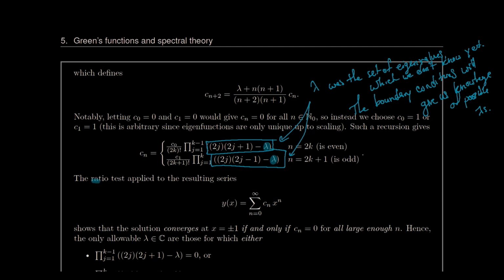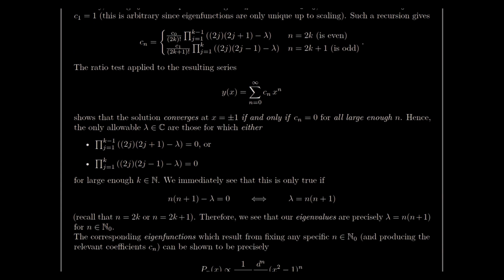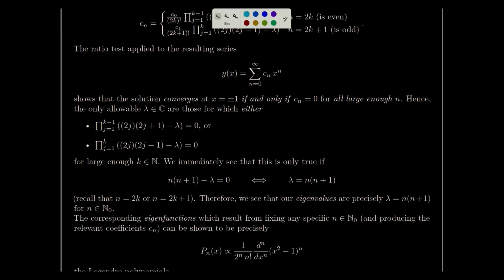In this case, we find out because of the ratio test that we're going to converge on those boundaries if and only if it eventually equals 0. Well, if it eventually equals 0, that means that lambda will eventually equal 2j times (2j plus 1), or 2j times (2j minus 1). Therefore, the only allowable cases are when these are 0 eventually, which actually means that lambda is eventually equal to, or actually lambda has always been equal to, n times (n plus 1).